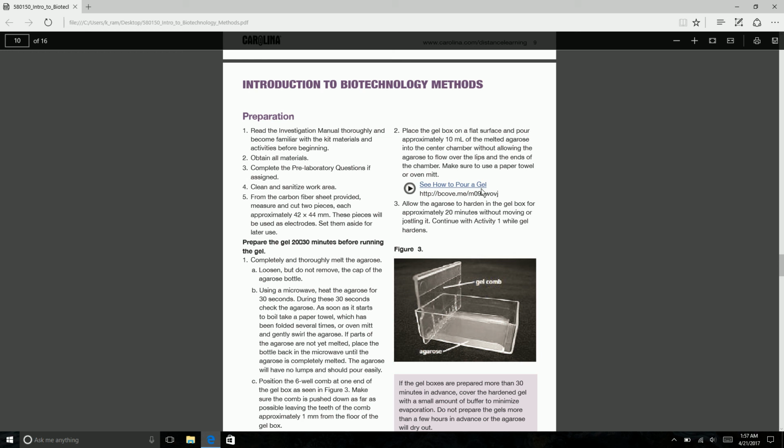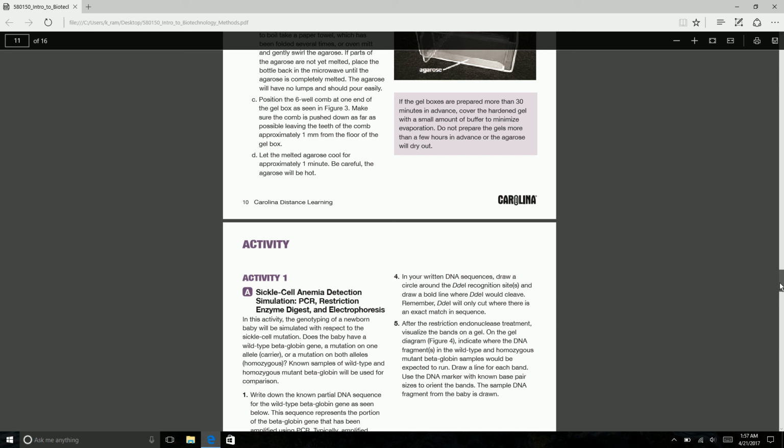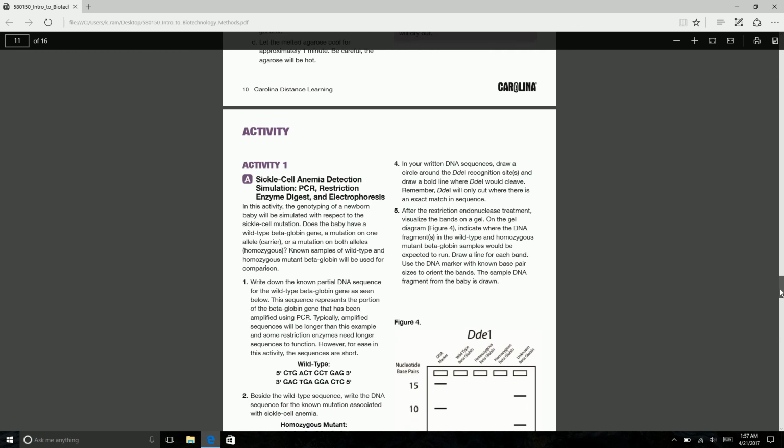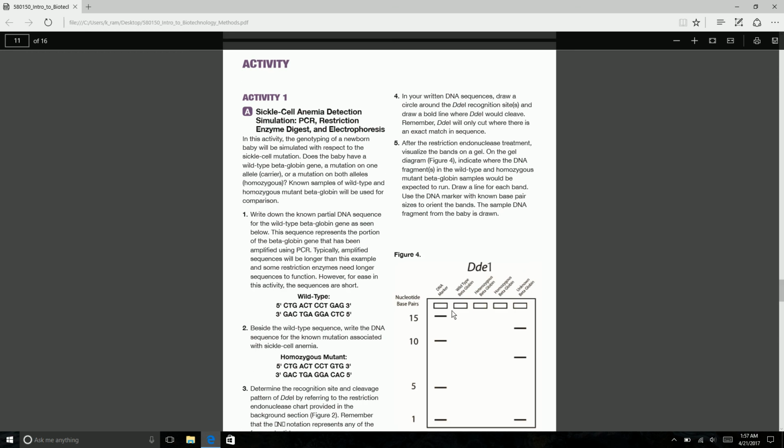So watch this video. This video is provided by Carolina, and they explain very nicely how to pour the gel, okay. So watch this, you will understand how to pour the gel, and then after that there is an activity, and out of this activity I have made your worksheet, okay. That is worksheet number 1, which is on Blackboard in the week 7 folder. It is going to be graded, it is worth 15 points.